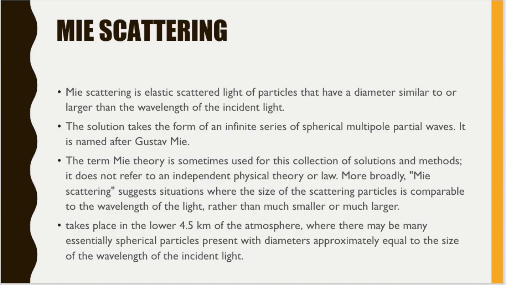So Mie scattering is elastic scattered light of particles with a diameter similar or larger than the wavelength of the incident light, which in this case was our Heaney laser. It comes from Gustav Mie, and it takes the form of an infinite series of spherical multipole partial waves. The term Mie theory sometimes is used for the collection of solutions and methods, and it doesn't necessarily refer to an independent physical theory or law, but rather suggests situations where the size of the scattering particles is approximately equal or larger than the wavelength of light.